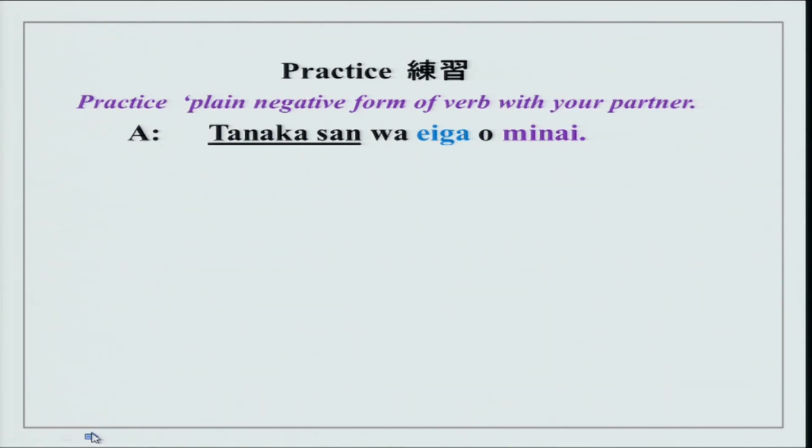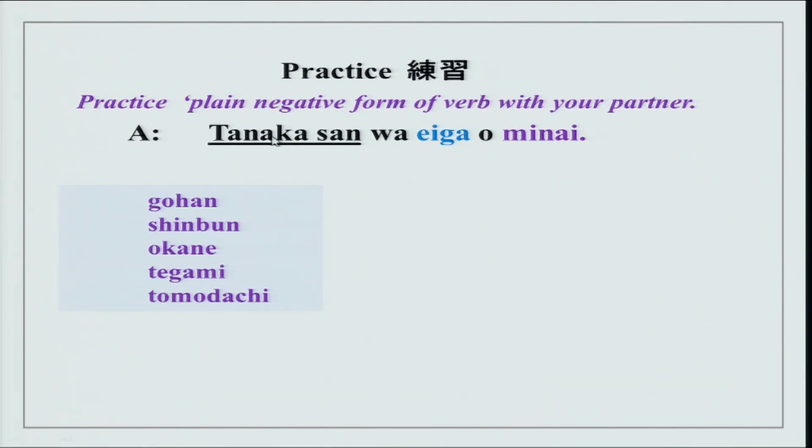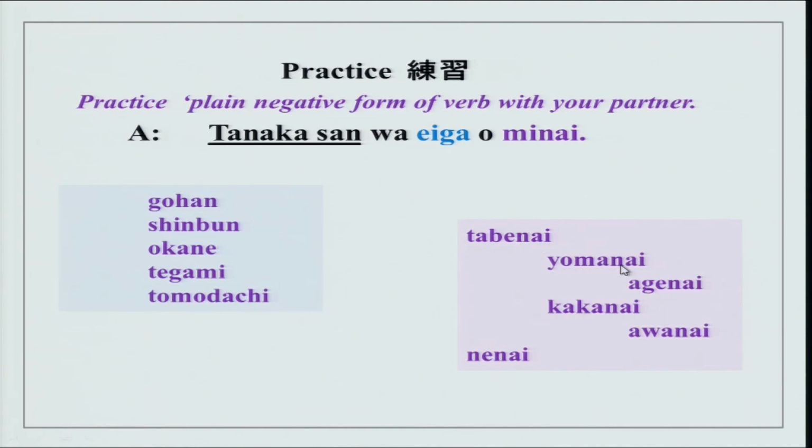Tanaka-san wa eiga o minai. You could replace Tanaka-san, as we have done a number of times, with any vocabulary that you have studied in class earlier and use it like this. You can put okaasan, otousan, imouto, sensei, tomodachi, anybody in place of Tanaka-san, and then in place of eiga, gohan, shimbun, okane, tegami, and tomodachi. And then in place of verbs, which is given over here, you can put tabenai, yomanai, agenai, kakanai, nenai, and awanai. They are all jumbled up. You can use them any which way you want.